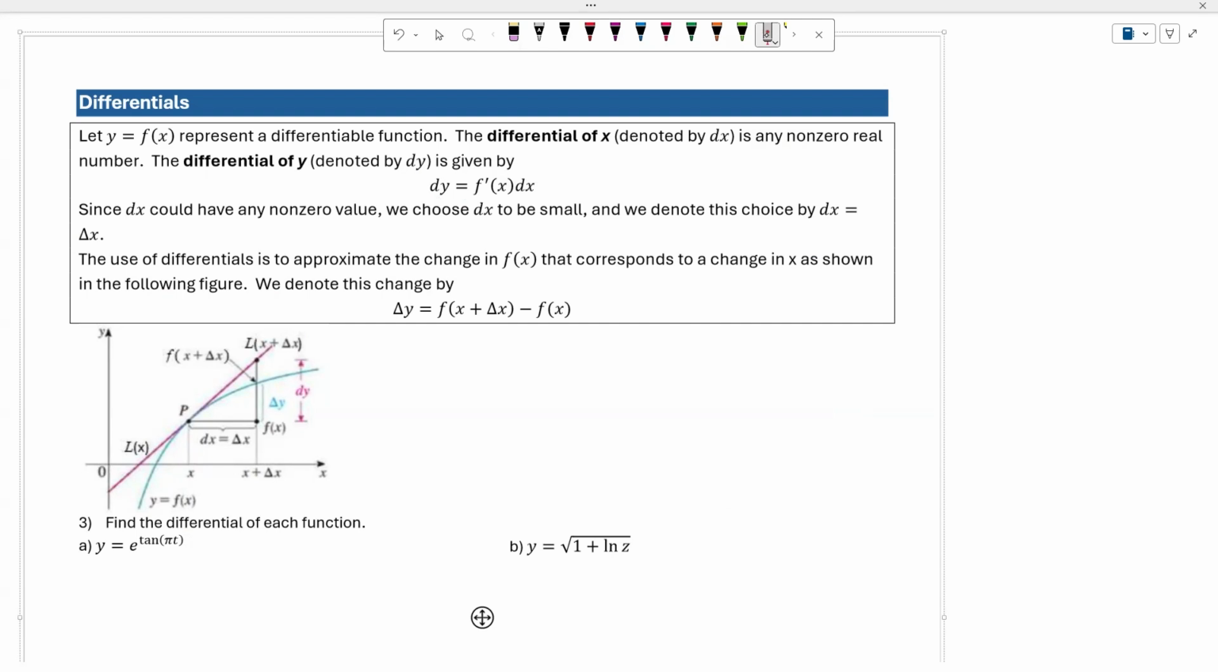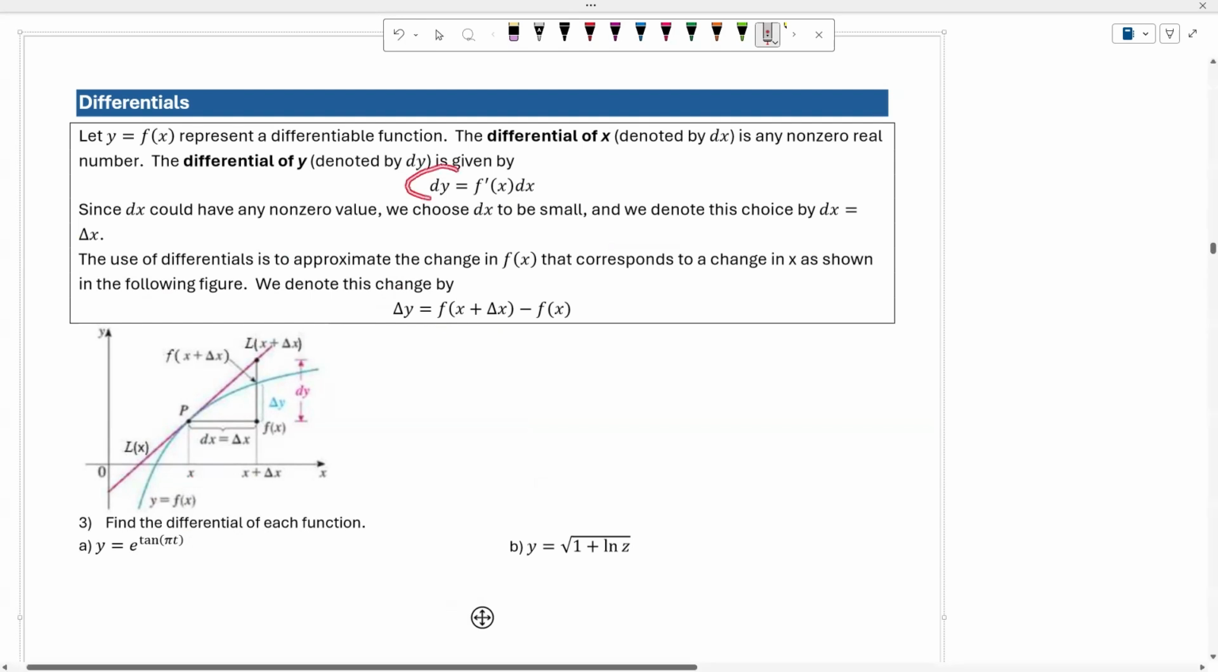Okay, and the use of differentials is to approximate the change in f of x that corresponds to the change in x, as shown in the figure. We denote that delta y is the actual change, f of x plus delta x minus f of x. It is the actual change of the y values as x changes to x plus delta x. So what does this mean here, okay?